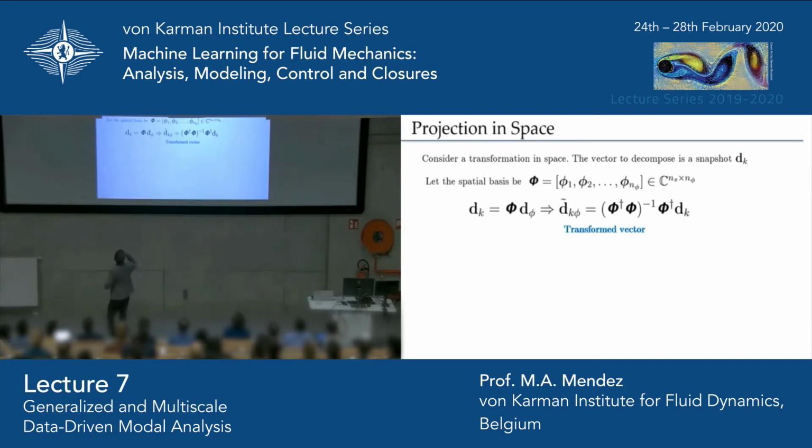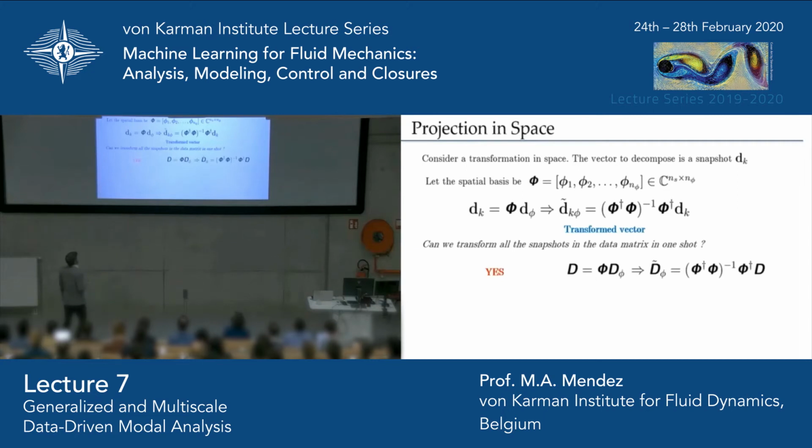Okay, so that is your transformed vector. It's just one snapshot, okay? But the beauty of columns is that you can apply your operator, your matrix multiplication, to all the columns independently. So you might ask yourself, can I project all my data in one shot with a single operation? And the answer is yes. You will just have to do whatever you're doing here to all the columns.